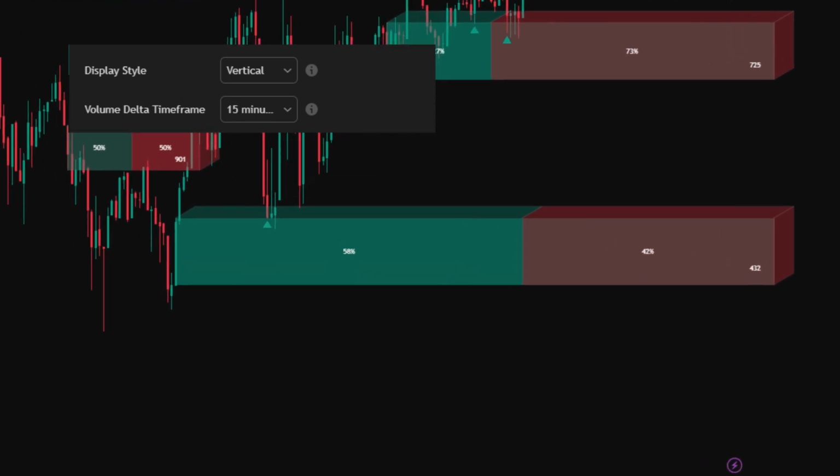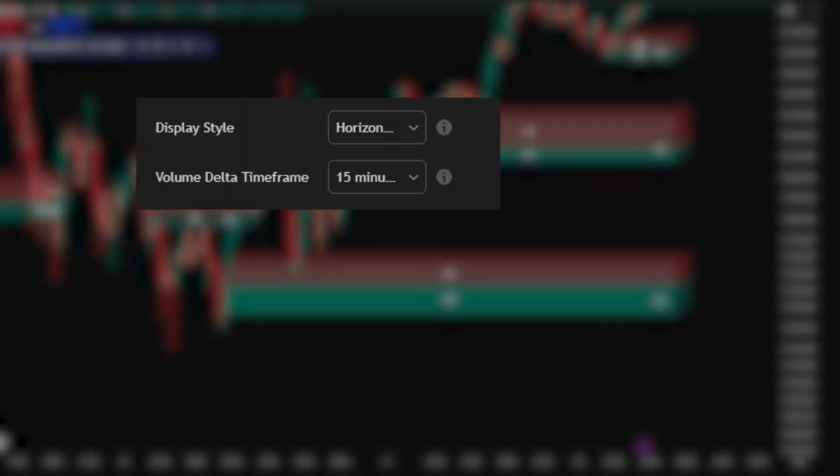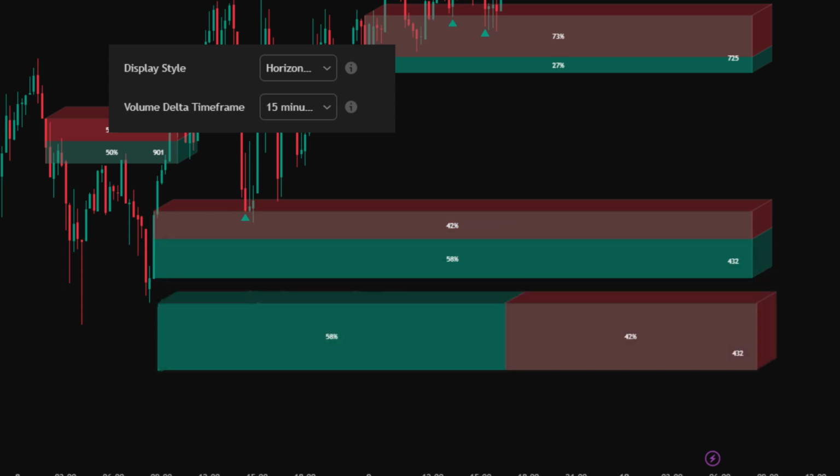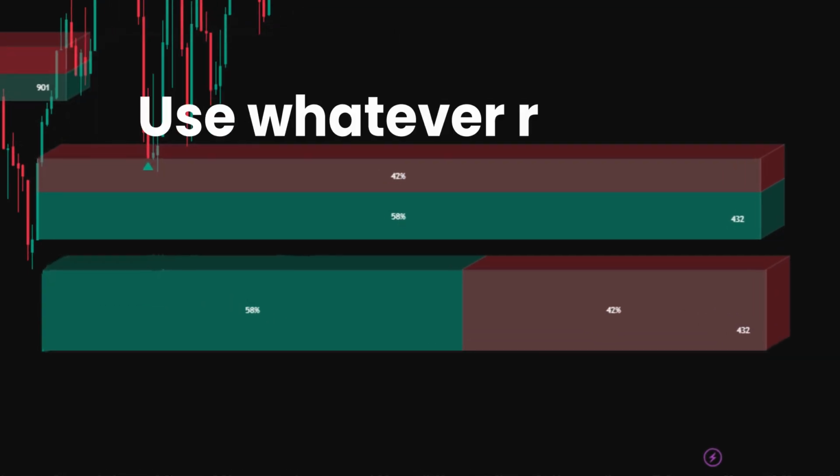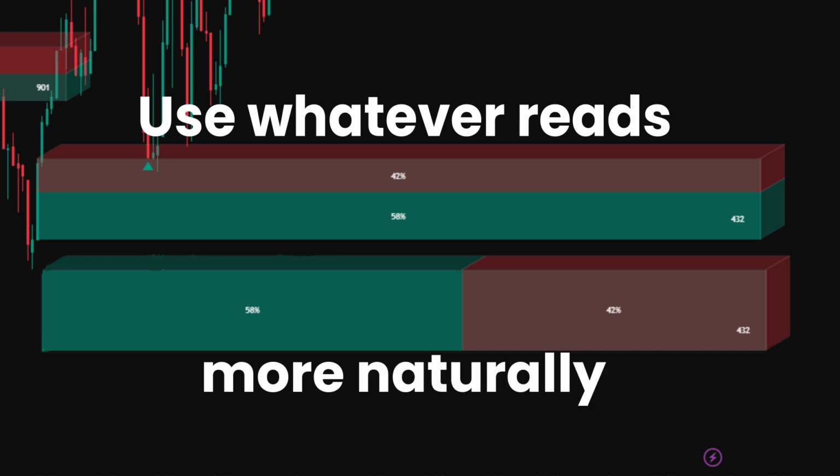Vertical orientation splits the zone left and right based on bullish versus bearish volume weighting. Horizontal splits it top and bottom instead. The underlying data is identical, it is just how the visual is arranged. Use whatever reads more naturally to you when you are in the middle of a trade.